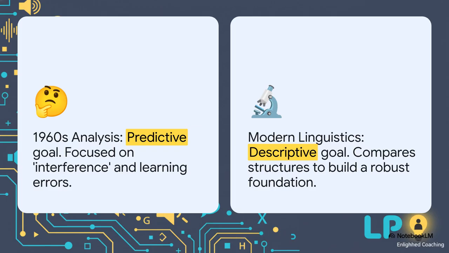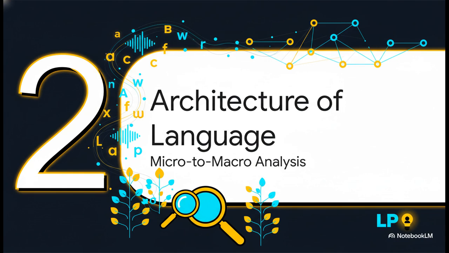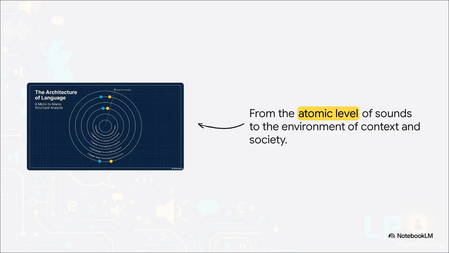The modern approach, what we call contrastive linguistics, is so much more powerful. The goal isn't just to guess at errors, but to deeply and rigorously describe the structural differences between languages. This gives us a much more solid foundation for everything from teaching to translation. Now let's get to our core framework for today, the architecture of language. We're going to be doing what's called a micro to macro structural analysis. And this diagram? This is our map.